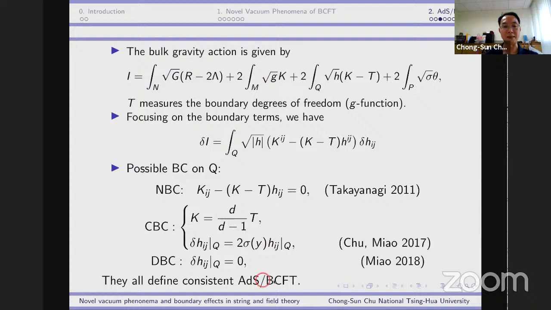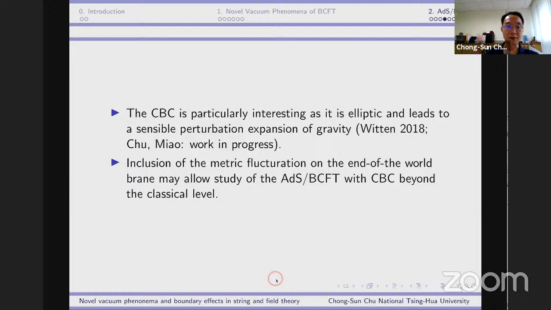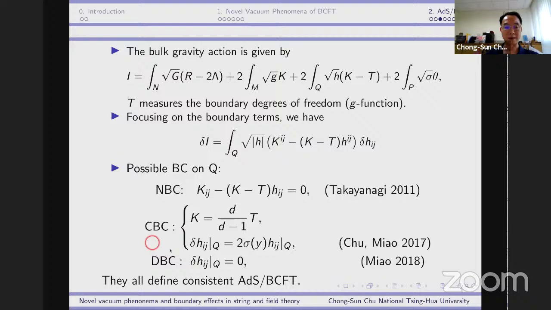But out of these three, the CPC is in fact most interesting. Actually, it's a point which we didn't realize back then in 2017. At that time, we thought this CPC we have is the correct one, and there seems to be some problem with the other one. But now we think all of them are correct. But still, the CPC is probably the most interesting one because of a follow-up work.